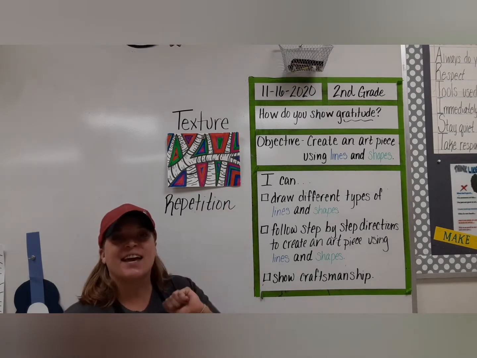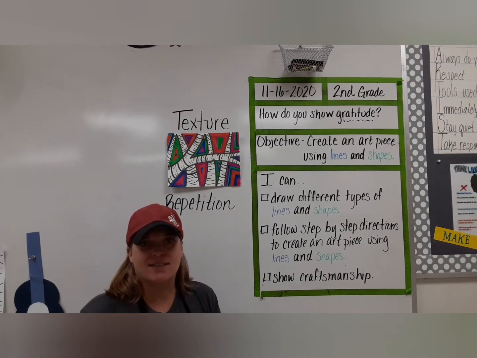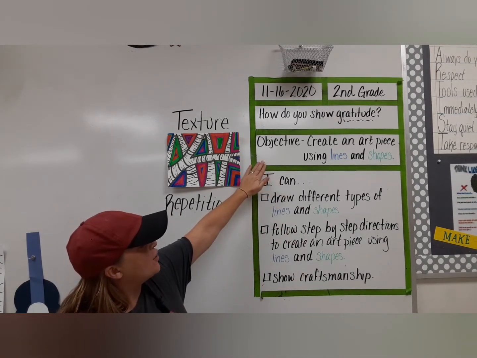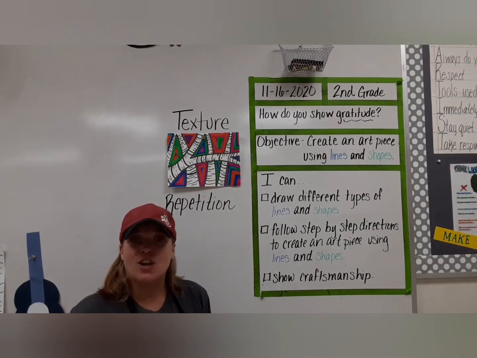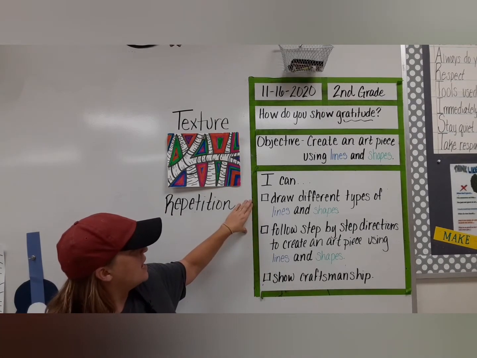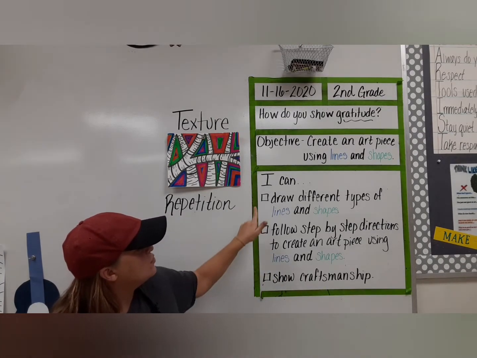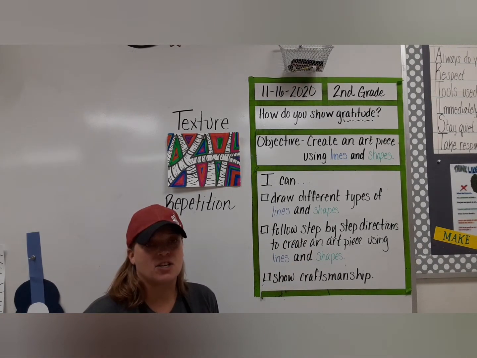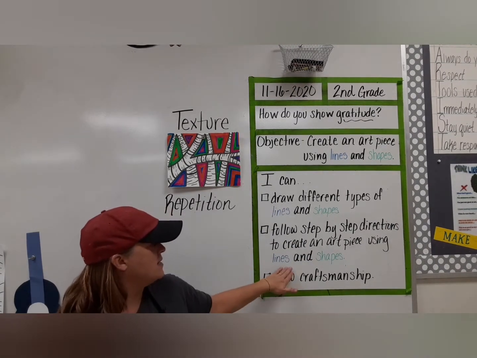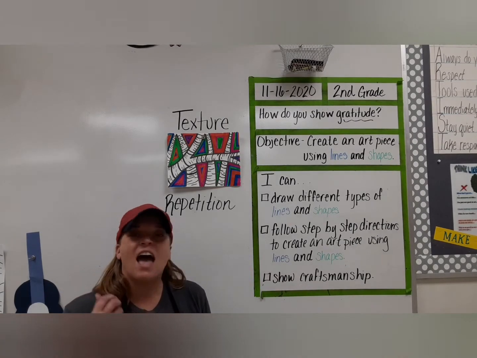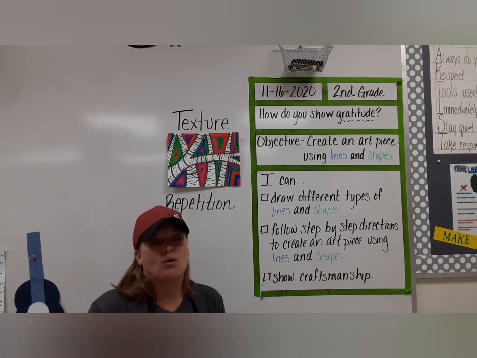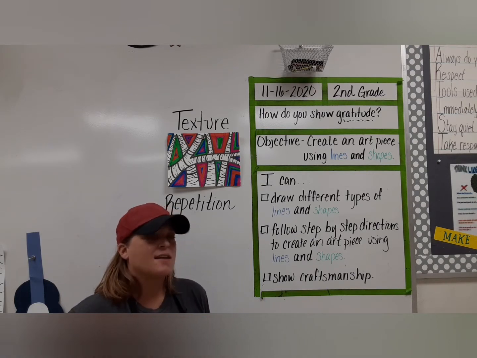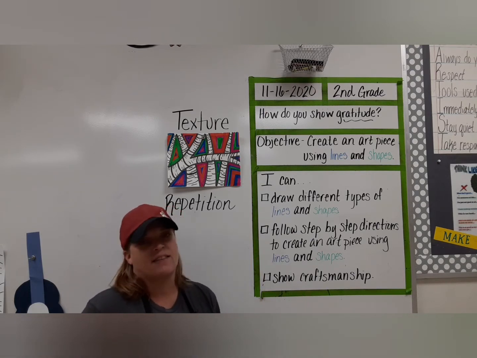All right, let's look at our objective for our upcoming project along with our I can statements. Our objective is to create an art piece using lines and shapes. Now, if we move on to our I can statements: I can draw different types of lines and shapes, follow step-by-step directions to create an art piece using lines and shapes, and finally, as always, show craftsmanship. We know that craftsmanship is trying our best, so not scribbling or anything like that.